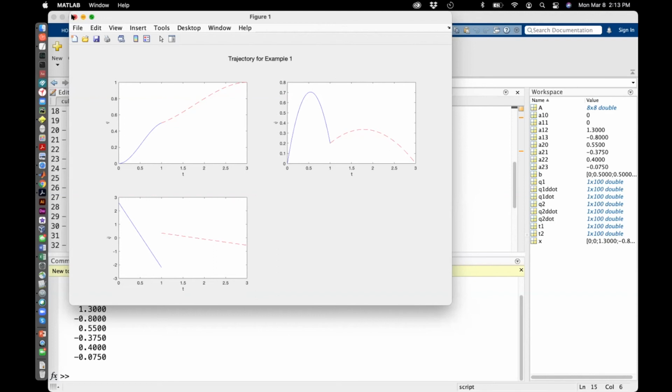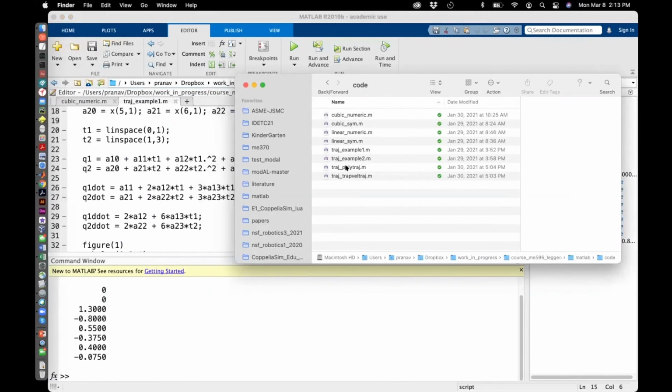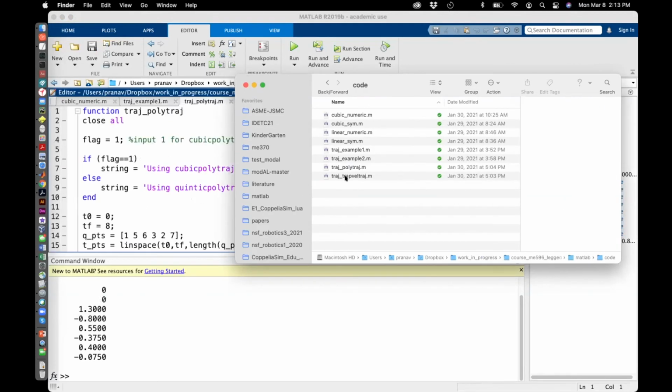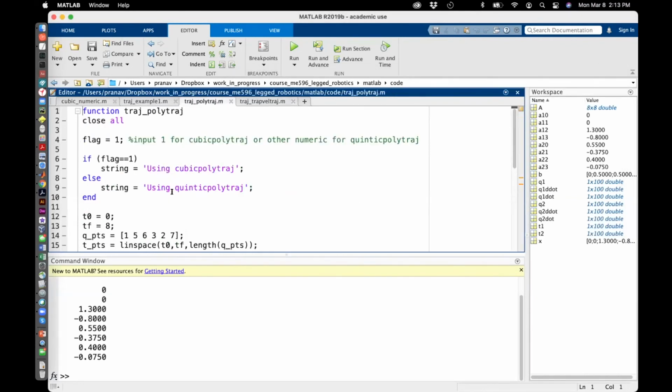Now it turns out you could write your own code to generate that kind of motion, but I found that the Robotics Toolbox actually has commands you can use. I'm going to show you 2 of them from the Robotics Toolbox. One of them is called polytraj, and the other one is called trap-well-traj. Let's just run this first.